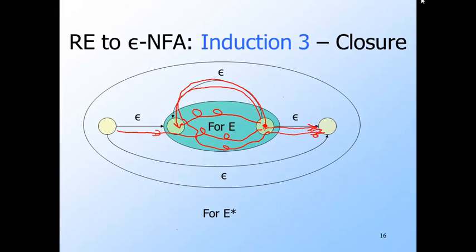So this automaton really does have a language that's E star. You can go through the automaton for E 0 times by just going around it, or you can go through it once, twice, 3 times, as many times as you like.